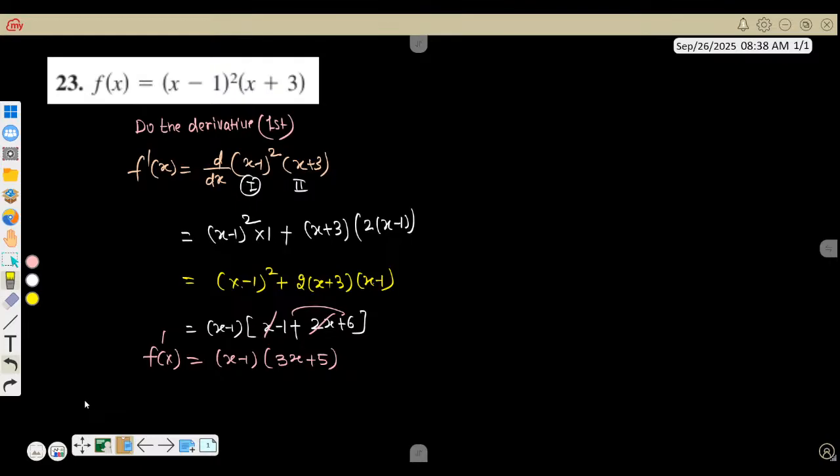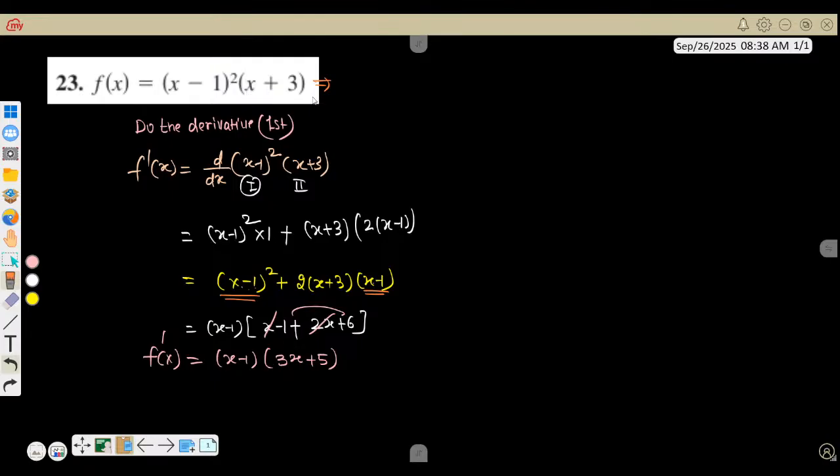Wait, why is x minus 1 alone? Why is x minus 1 alone? Wasn't x minus 1 squared? What happened? I took common from this and from here. That's why I do not advise you to open this.